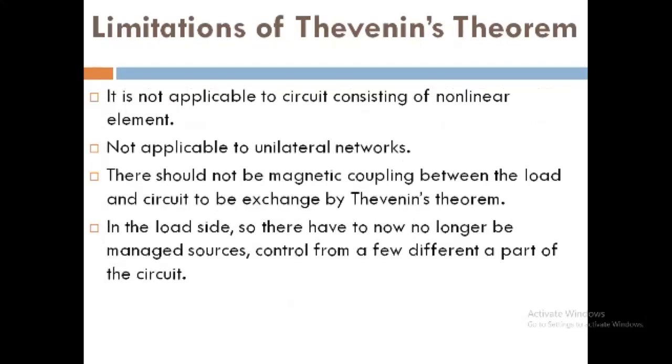Since Thevenin's Theorem has a lot of advantages, it also has some limitations in its application. These are: it is not applicable to circuits consisting of non-linear elements. Then it is not applicable to unilateral networks. Then there should not be magnetic coupling between the load and the circuit to be replaced by Thevenin's Theorem. Then on the load side, there should be no controlled sources controlled from a different part of the circuit.